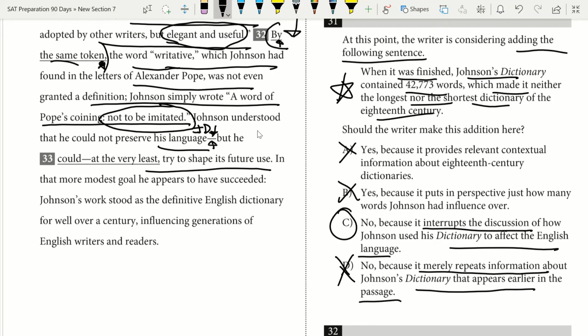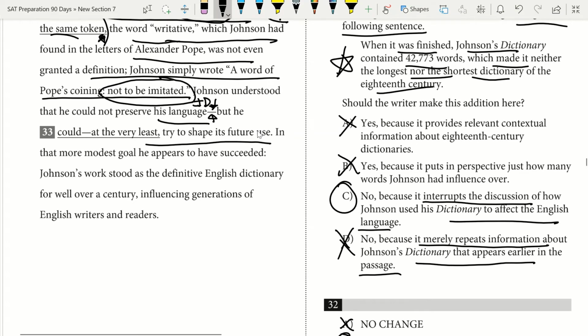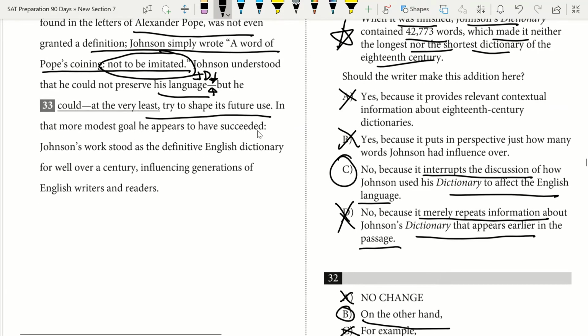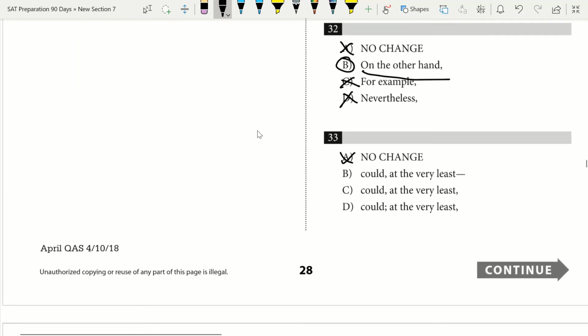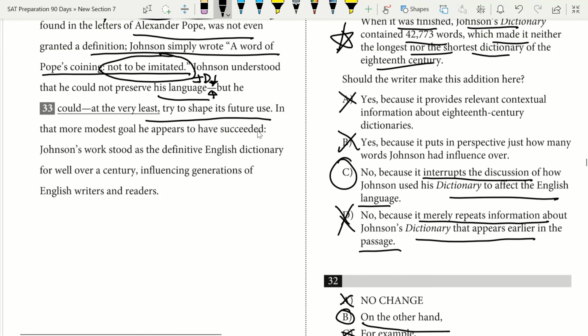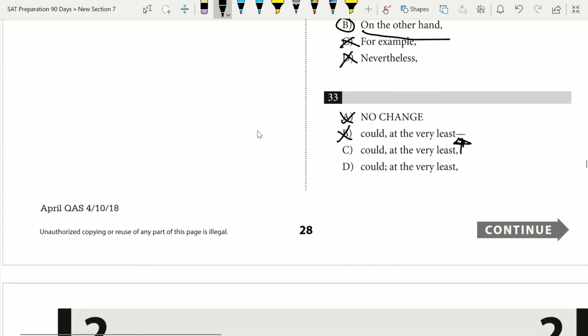So here I'll take a look and see if anything is non-essential. So we have Johnson understood he could not preserve his language, but he could at the very least try to shape its future use. Well, if I was to take out but he could, then I would just have preserve his language at the very least try to shape its future use, and that wouldn't make sense on its own. Okay, so I know that that's not going to be what I'm doing here, so I can get rid of A. Once again, I can't use a dash here either, because if that was going to be non-essential, the sentence also wouldn't make sense, right? I'll go ahead and show you what that would look like. If we were to say he could not preserve his language, try to shape its future use, that wouldn't make sense. So that once again shows that that dash in this case can't be used for non-essential. In another case, it may be used in a non-essential way, but in this case, it cannot be.